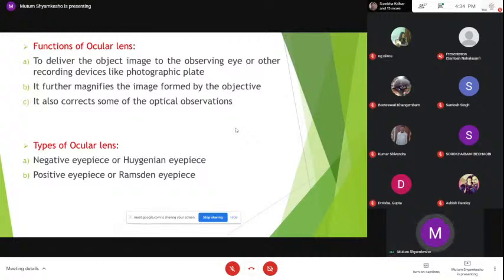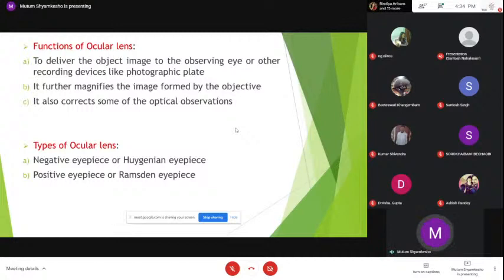In the Ramsden eyepiece, they are more advanced and more corrected for the optical aberrations, and usually they are used for research microscopes.